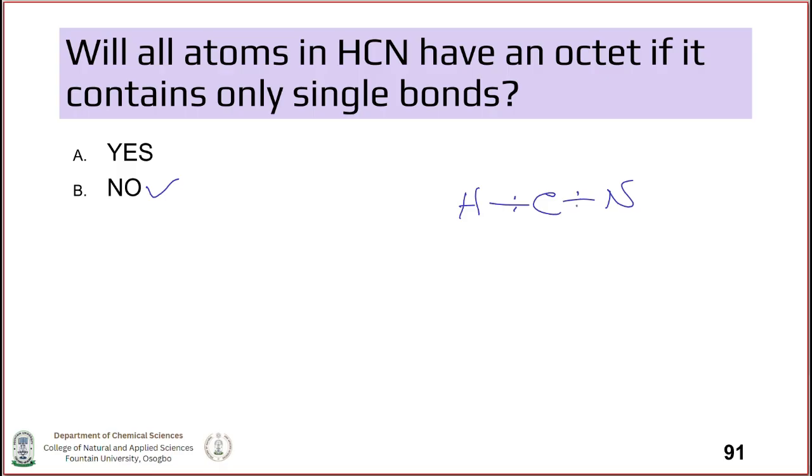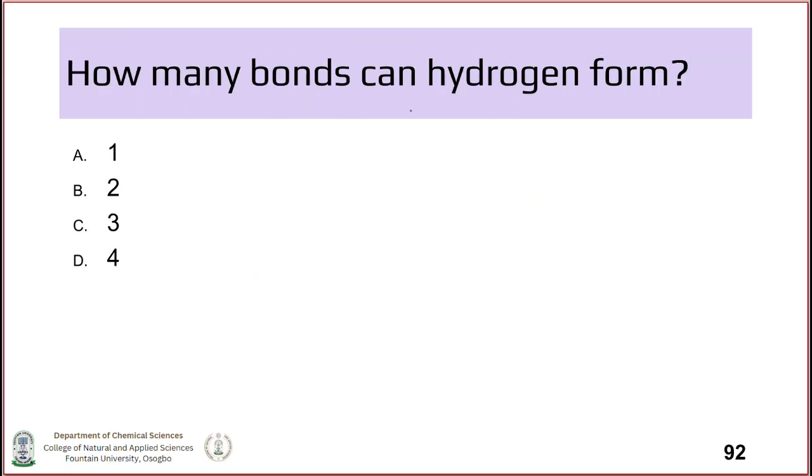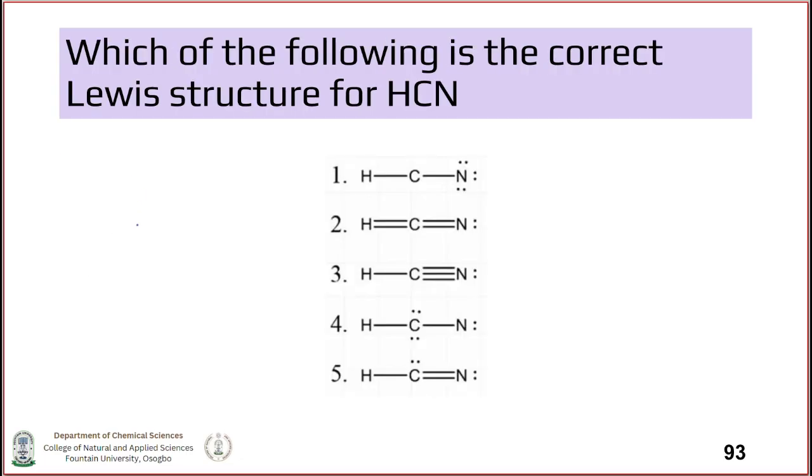Carbon has 1, 2, 1, 2, that's 4. For nitrogen, only this 1, 2. So no is the answer over here. How many bonds can hydrogen form? Of course, hydrogen can form only one bond, a single bond.